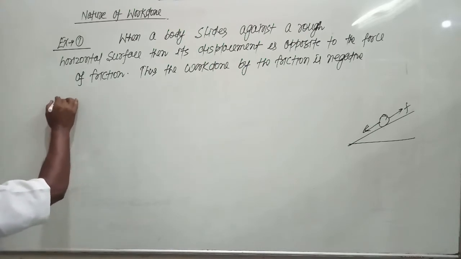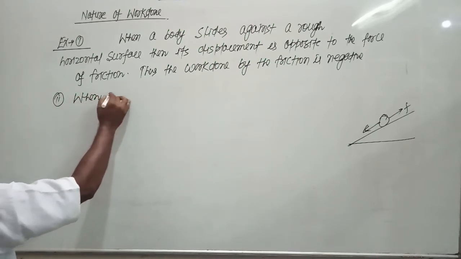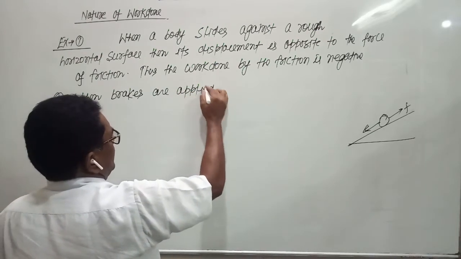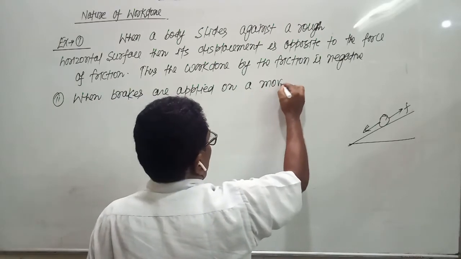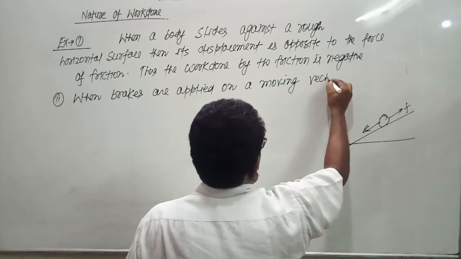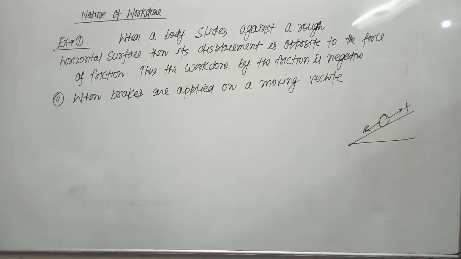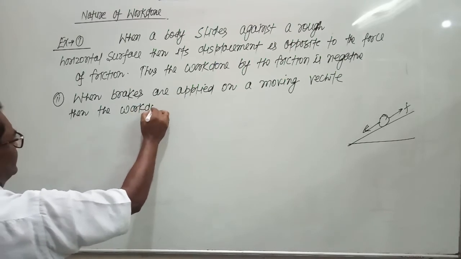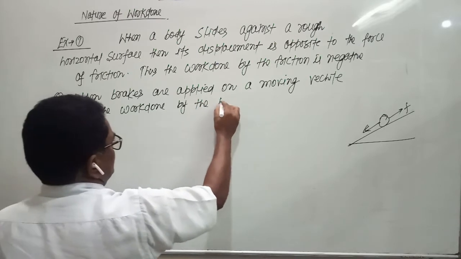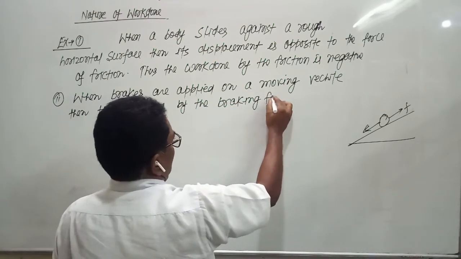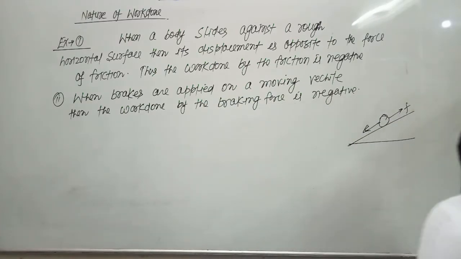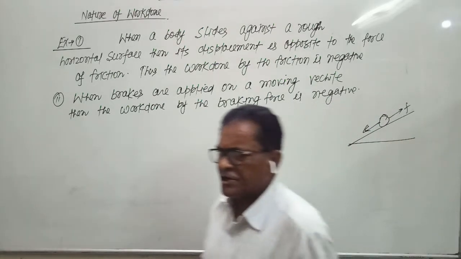The second example: when brakes are applied on a moving vehicle, then the work done by the braking force is negative, because the direction of the applied braking force and the displacement are opposite to each other.